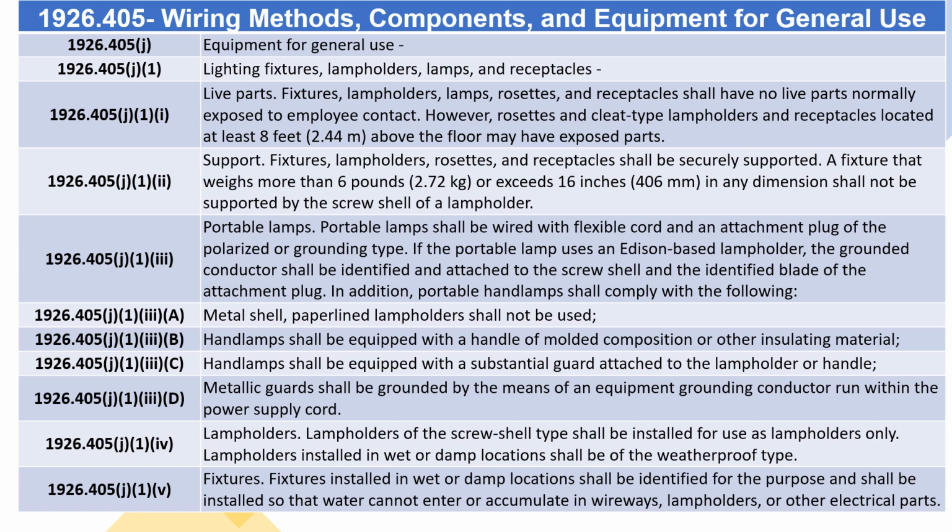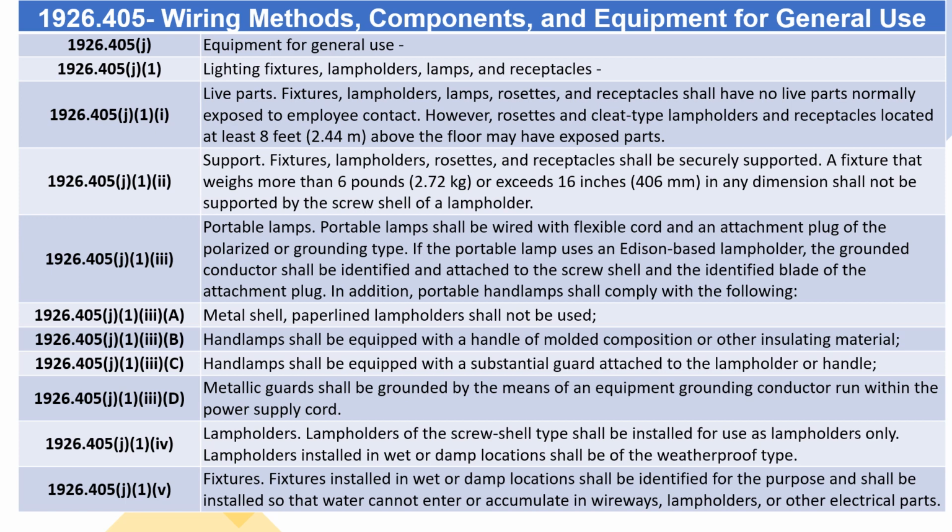1926.405(J) Equipment for general use. 1926.405(J)(1) Lighting fixtures, lamp holders, lamps, and receptacles. (i) Live parts. Fixtures, lamp holders, lamps, rosettes, and receptacles shall have no live parts normally exposed to employee contact. However, rosettes and cleat-type lamp holders and receptacles located at least 8 feet (2.44 meters) above the floor may have exposed parts.